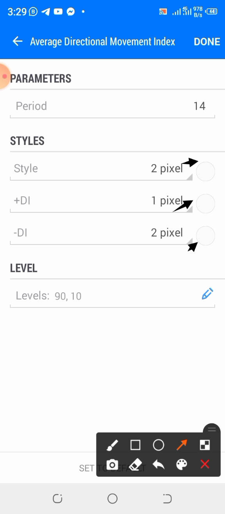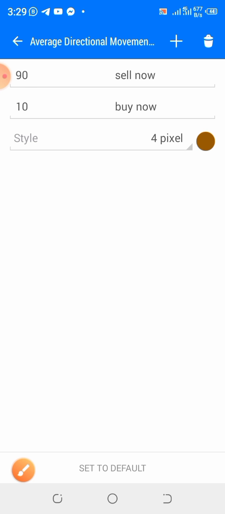You have 14 here as our period. Then we have our levels as 90 and 10, okay. Our 90 is sell and our 10 is buy. Then style, you need to put 4 pixels, okay, 4 pixels, and the color, you use any color of your choice, okay.